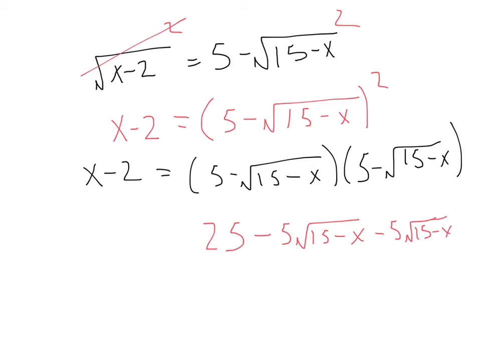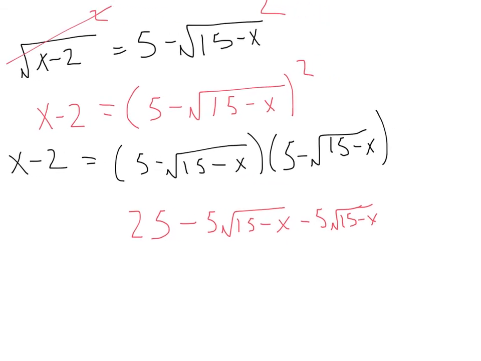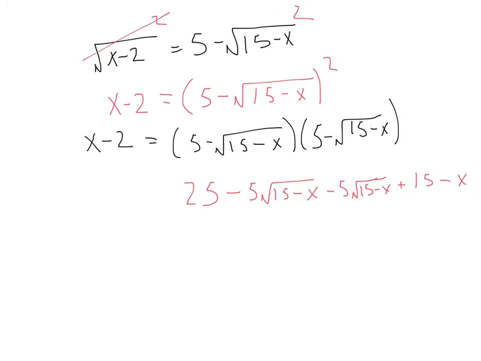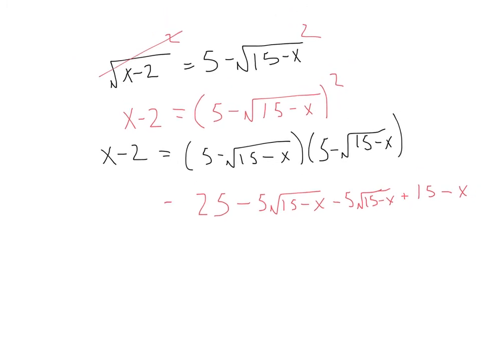And then we have root 15 minus x times root 15 minus x over here. Both of those are negative, so that's going to give me plus 15 minus x because square root of 15 minus x times square root of 15 minus x is 15 minus x. So we see how that is going to cancel out. On the left side, we're still going to have x minus 2. We can combine these like terms here. That's going to give us negative 10 root 15 minus x.